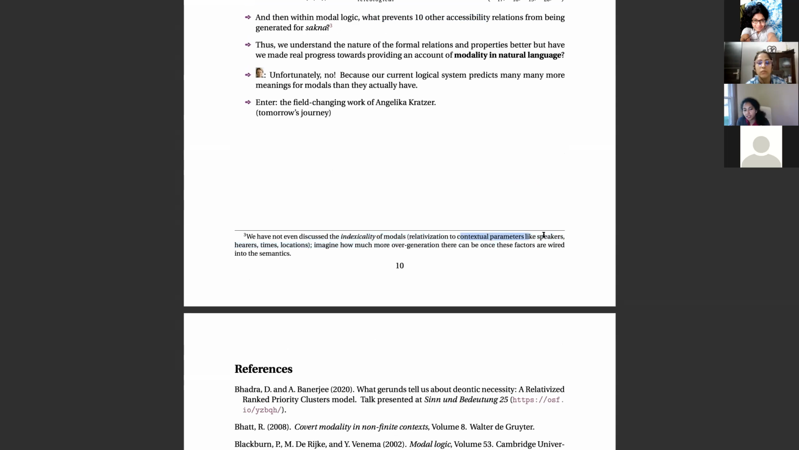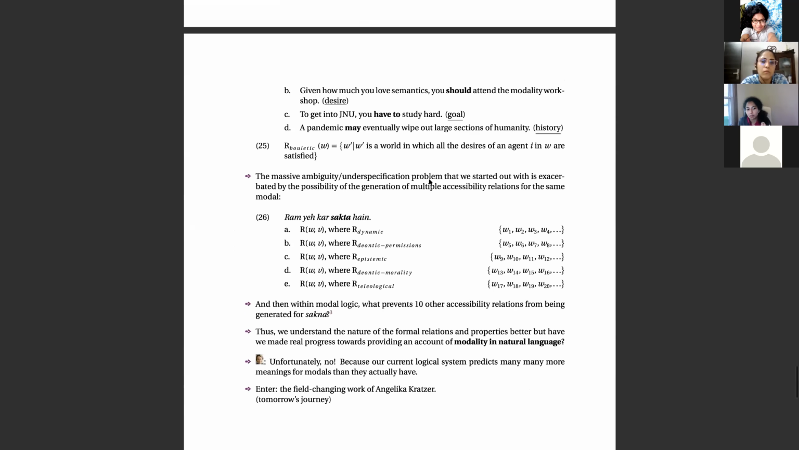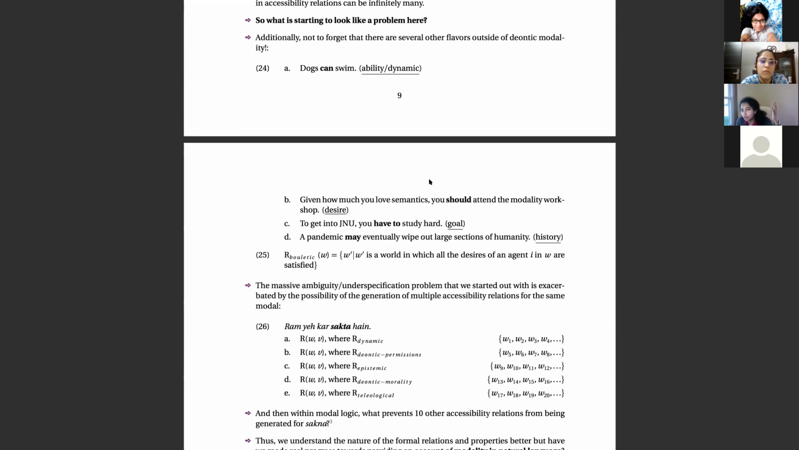So contextual parameters like speakers, hearers, times, location, standing at this time, I, the speaker, I'm saying something. Often models have that information. So imagine if you have that information built in, then you can have even more overgeneration. So I can speak based on Sakshi's knowledge base. Sakshi can speak based on Aisha's knowledge base. So all of these are possibilities, but of course we don't use that. I don't use an epistemic model based on Sakshi's knowledge base, right? I can only use it based on my knowledge base. But the system allows us to generate that I'm speaking based on what Sakshi knows. That's not how people use models.